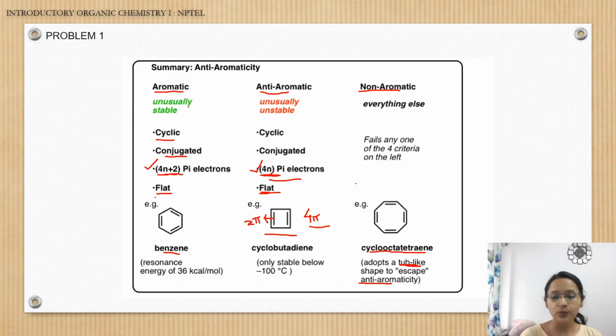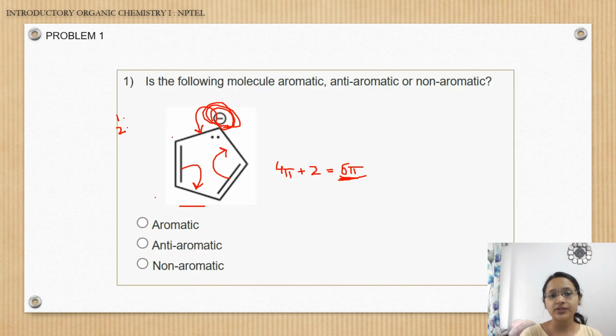Now the fourth rule was it should be flat. So this structure, because of the conjugation, is also flat. So that is why it is obeying all the four rules for being aromatic. So that is why we can say that this compound is aromatic. This is how we can say that yes, this compound is aromatic in nature. So is it clear to all of you? Any doubts, any queries in this question?